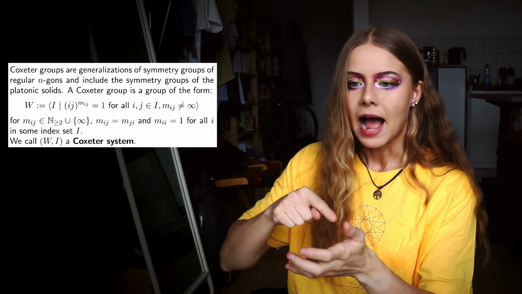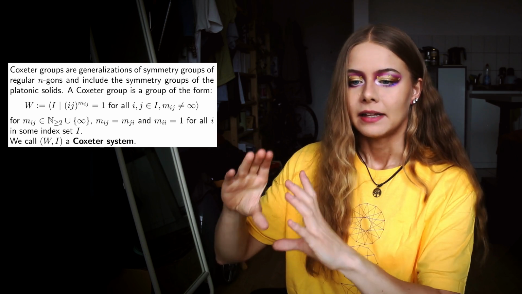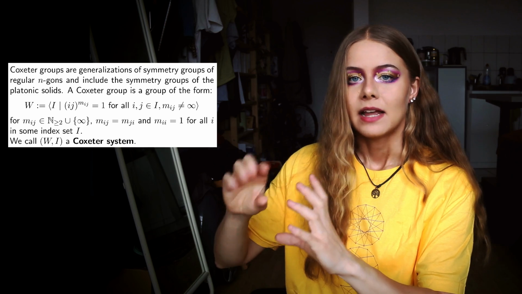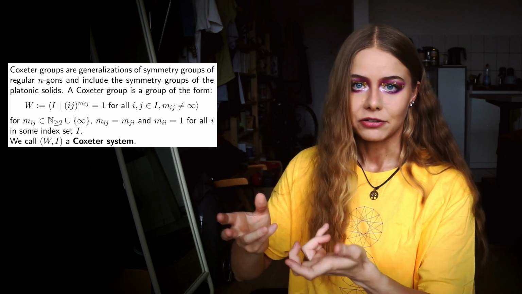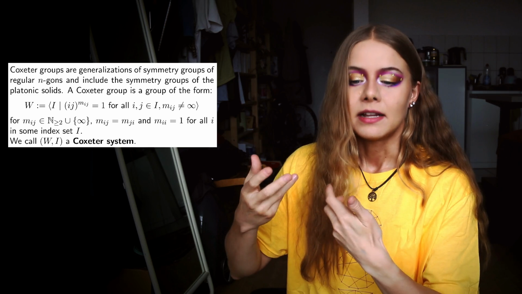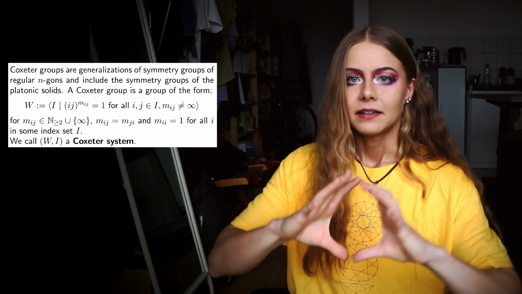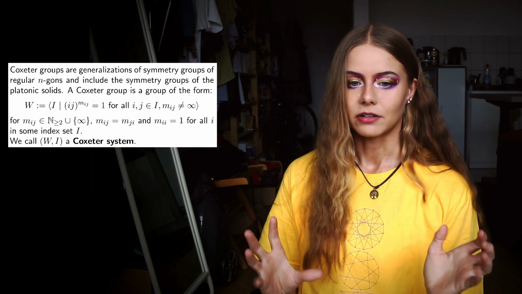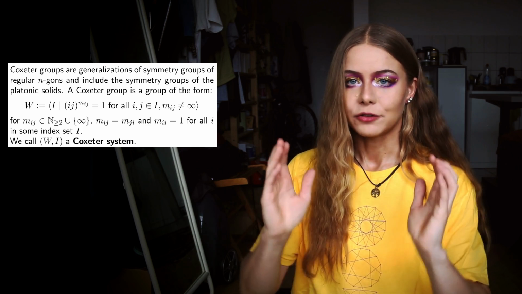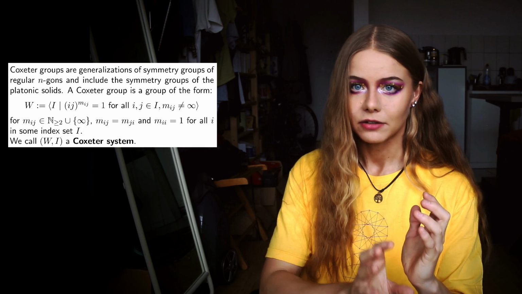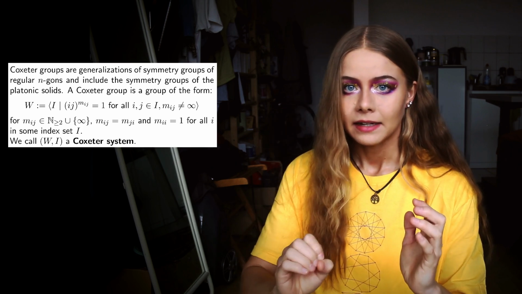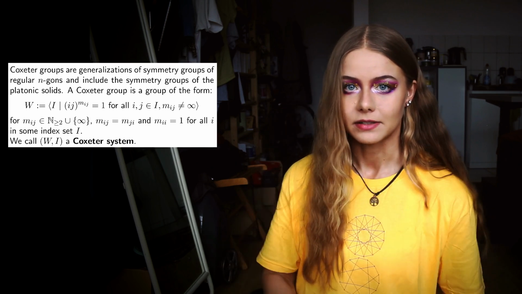m_ij for i not equal to j, then we want that m_ij is greater or equal to 2, a natural number, and it is also allowed to be infinity. And then this is called a Coxeter group. And then when we write a tuple consisting of the Coxeter group and the index set I, then we call this a Coxeter system. Given a Coxeter group, we can always draw a Coxeter diagram that contains all the information about our group.